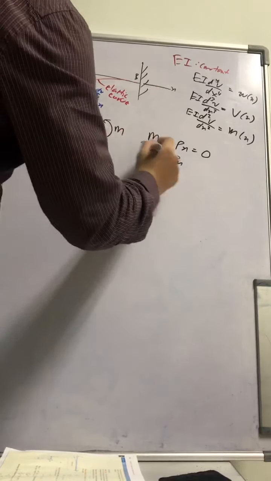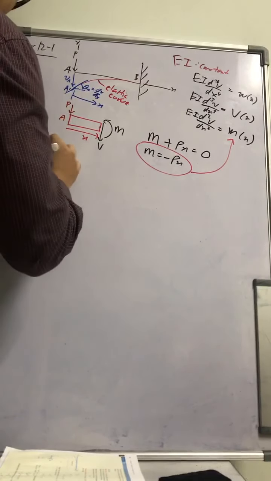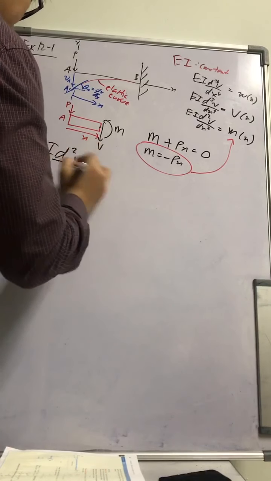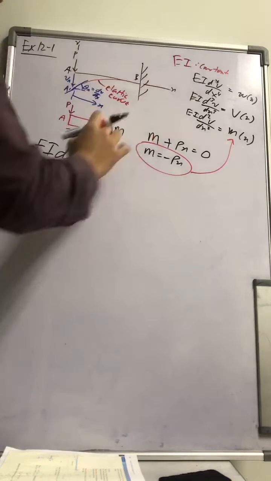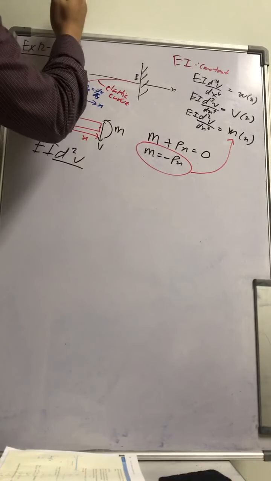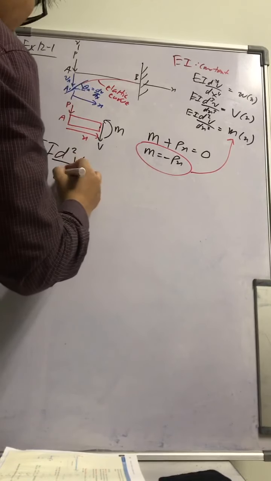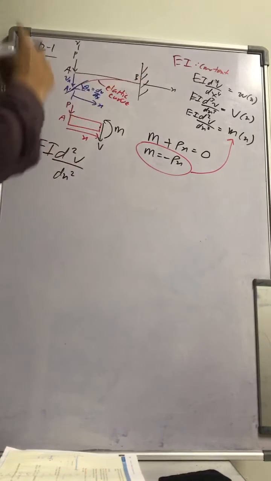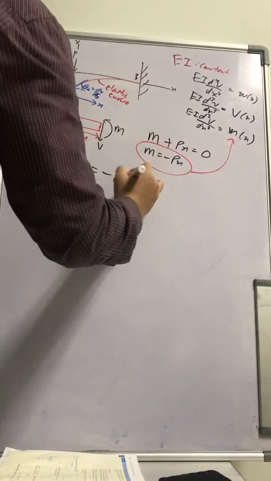You plug this expression into this. So what you have is EI times the second derivative of nu, which is the vertical displacement. Remember, in all these definitions, nu is going upwards. Positive nu of deflection is going upwards. And x is the location, equal to Mx, which is minus Px.